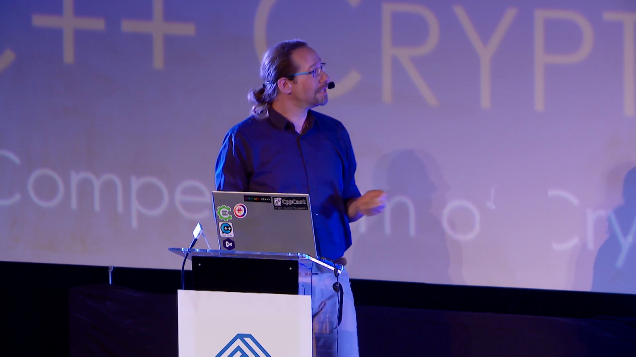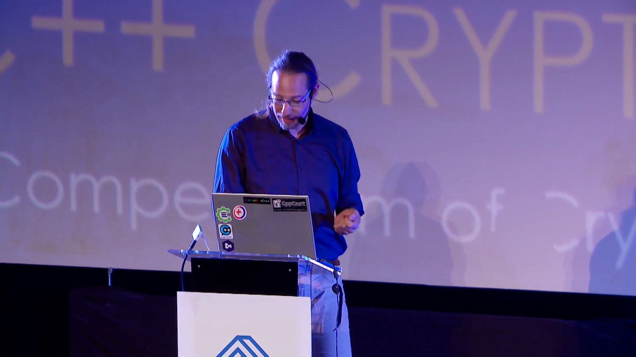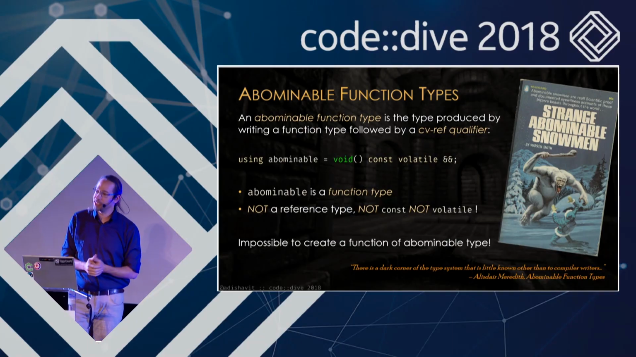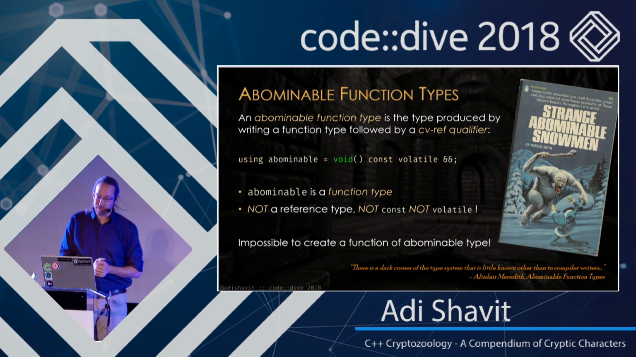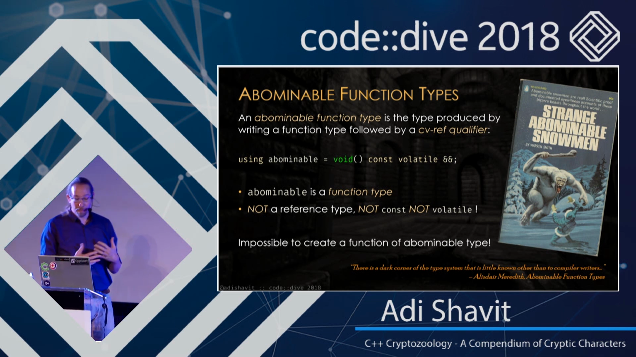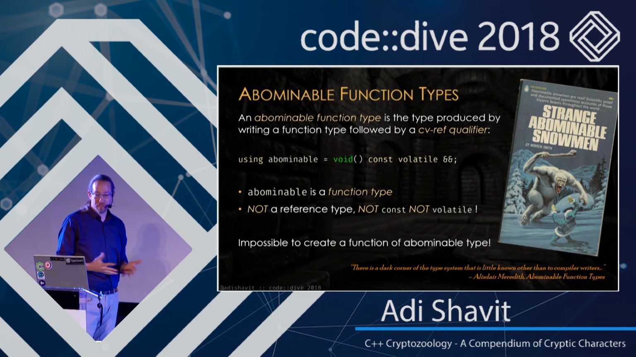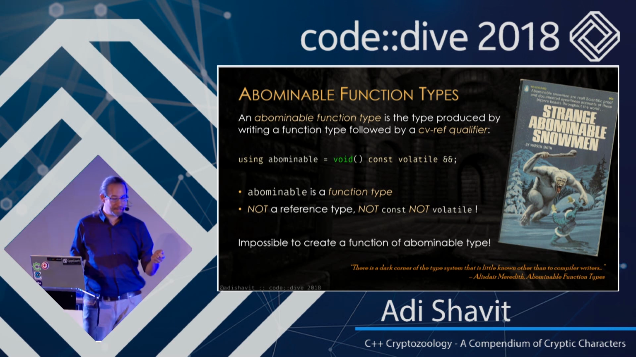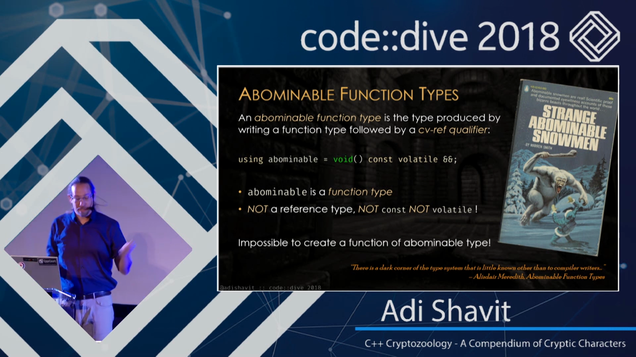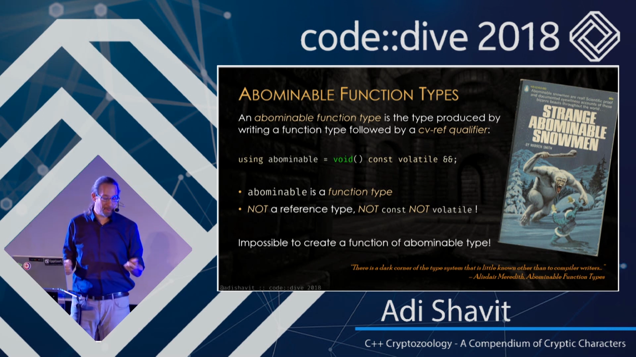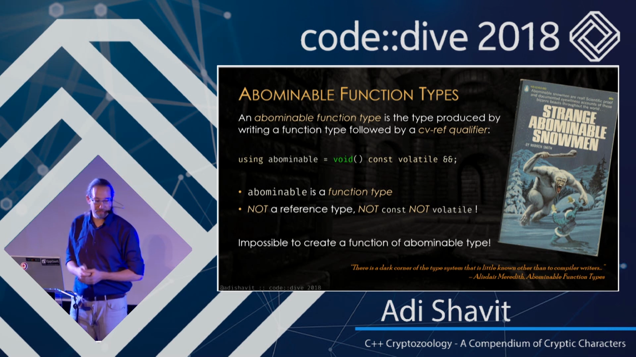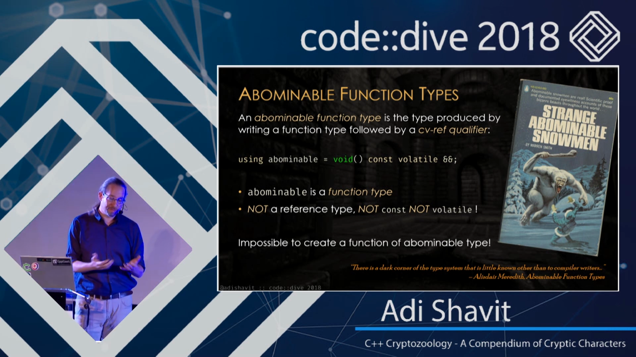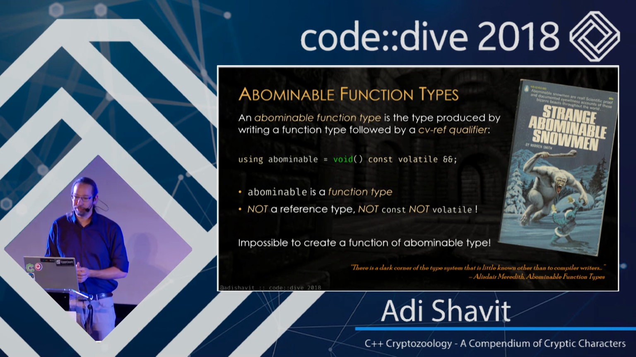So as with any random list of objects, let's start with A. The first strange thing that I came upon, a very strange term, was abominable function types. Now, an abominable function type is a type produced by writing a function type followed by a CV-ref qualifier. As we can see here, we have using abominable = void() const volatile &&, a function returning void, essentially it doesn't return anything, doesn't take any arguments, and it's qualified with const volatile and double ref.